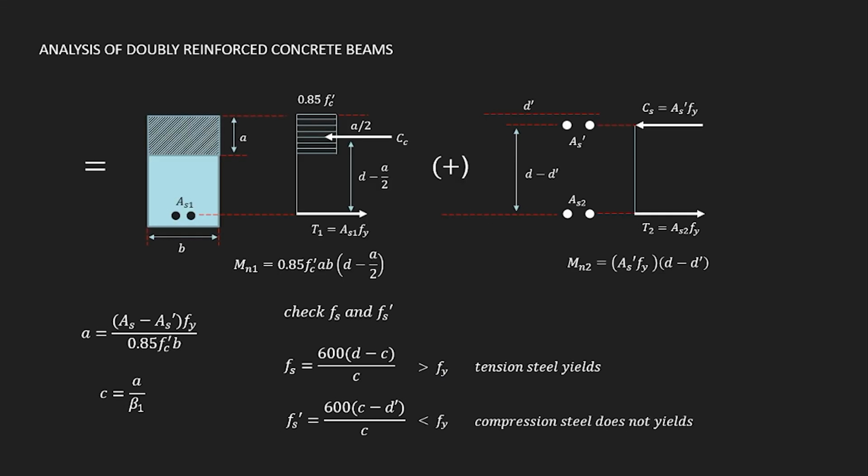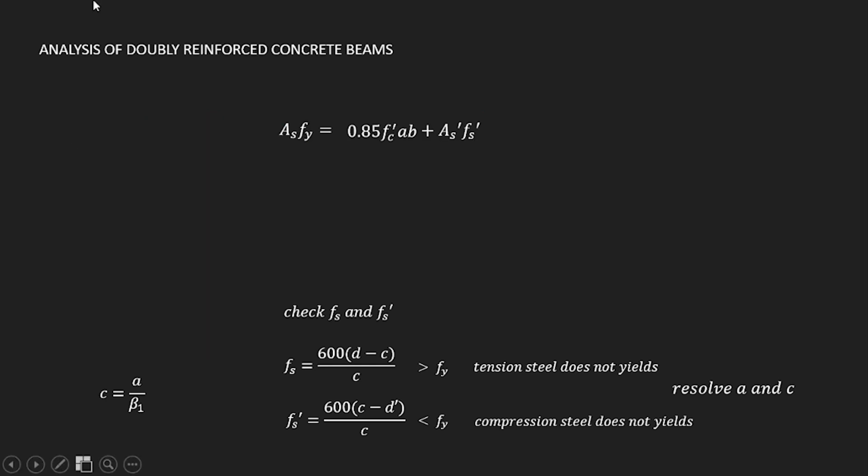Another situation: if our Fs is still greater than Fy, or the tension still yields, but this time our Fs prime is less than Fy, or the compression steel does not yield. If that happens, it means we need to resolve for the values of A and C. The formulas we got for this A and this C are wrong, so we will resolve using this equation.